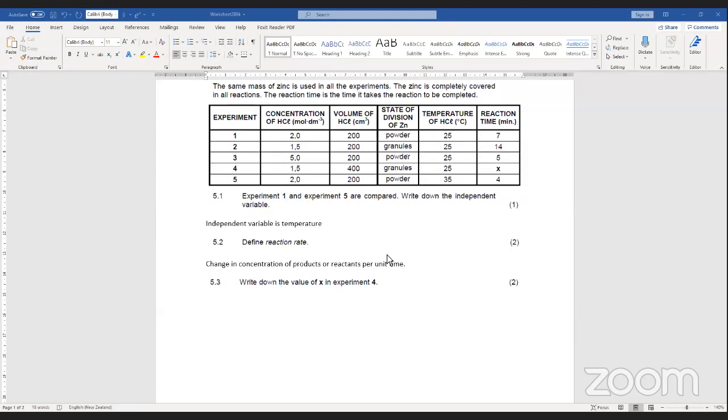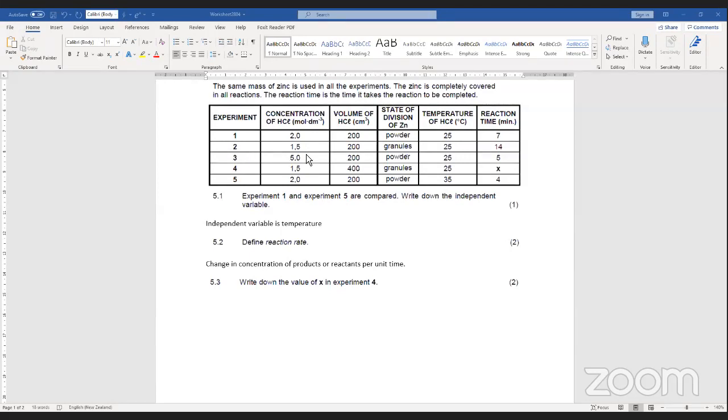Okay, so they're asking you to write down the value of X, which is the time over here, for experiment 4. And we have to figure out how we're going to get to that answer. So the first thing that I was saying is you go and look at which experiment is the closest to the one that you're looking at.